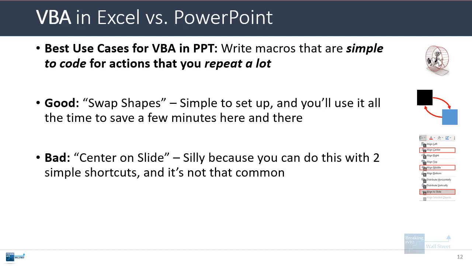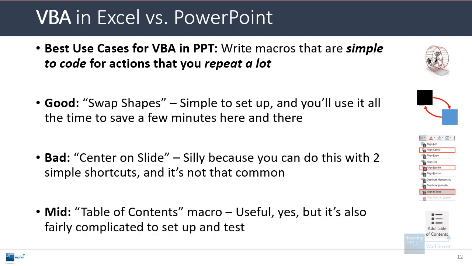Something like centering a shape or a text box on a slide is a terrible use case for VBA and macros because you can do it in just two simple shortcuts. It's actually easier than swapping shapes, and it's also not really that common. In finance style presentations, you don't really center that many things on slides in both the horizontal and vertical directions. Something like a table of contents macro is sort of in the mid category. It is useful, it saves you time, but it's actually fairly complicated to set up and test.